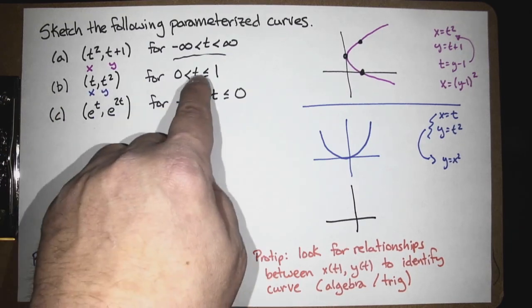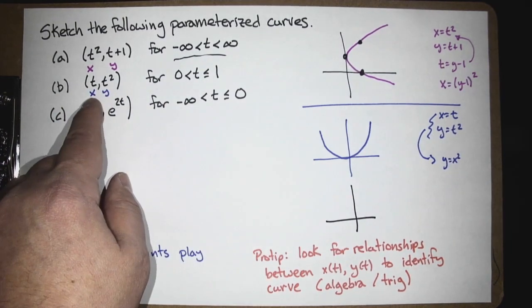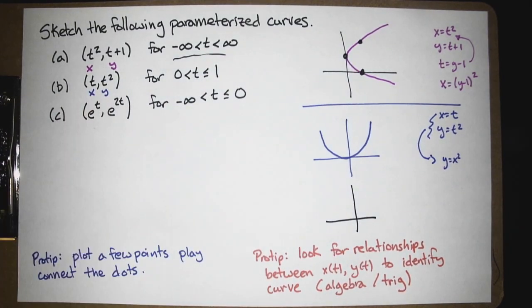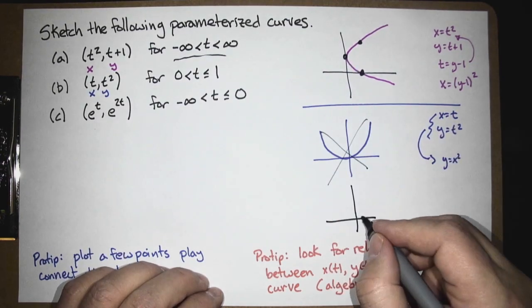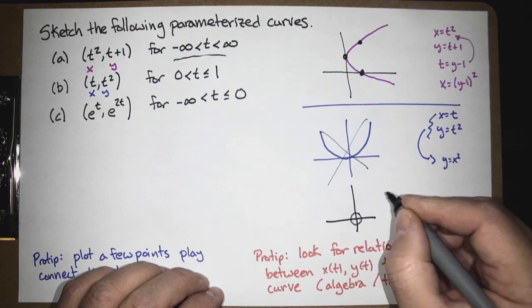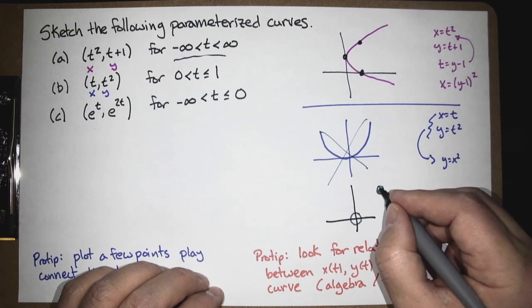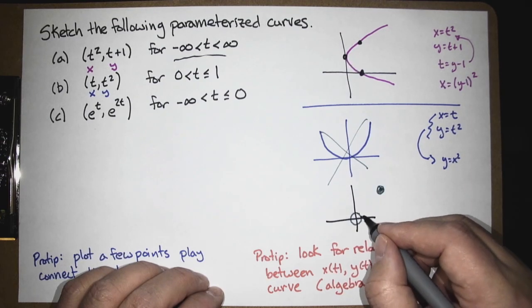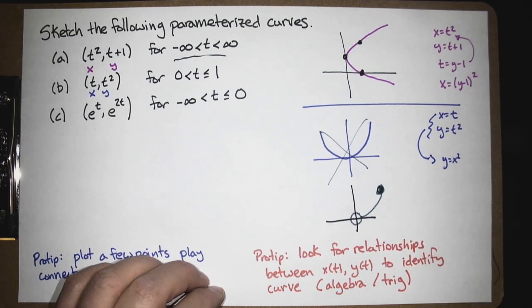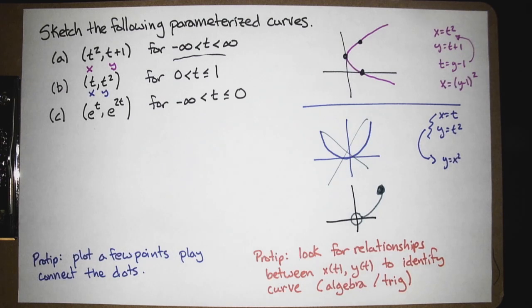Well, we want t to go from 0 to 1, and x is t. So it's not the whole parabola, but it's the part where we don't include 0. We do include 1, so you'll see open circles for don't include, closed circles for include. It's that piece of the parabola. All right.